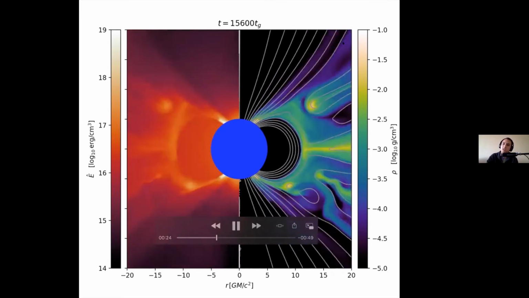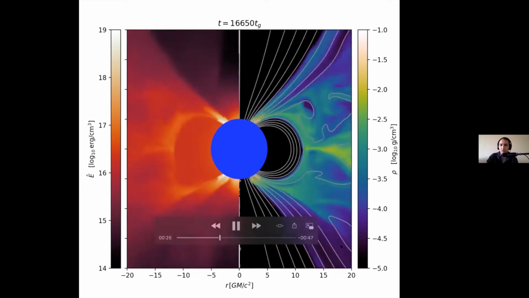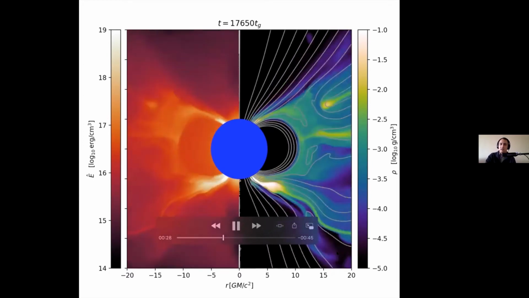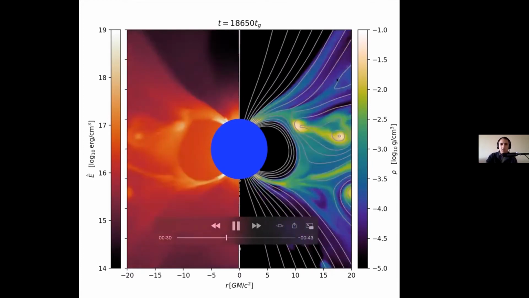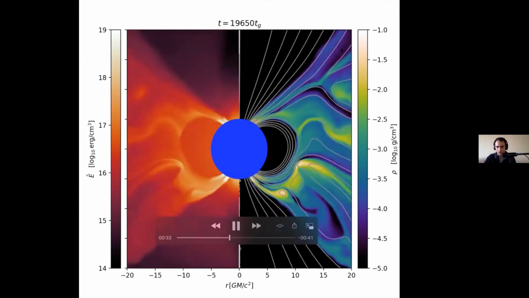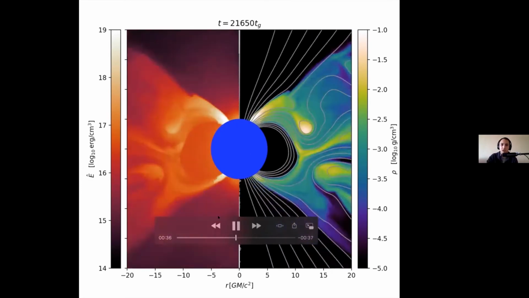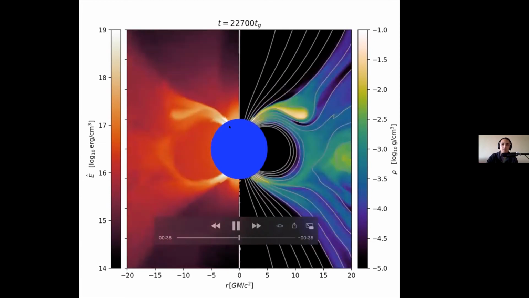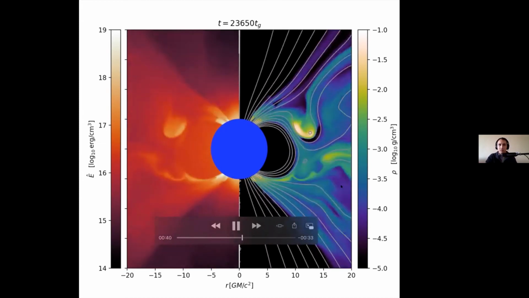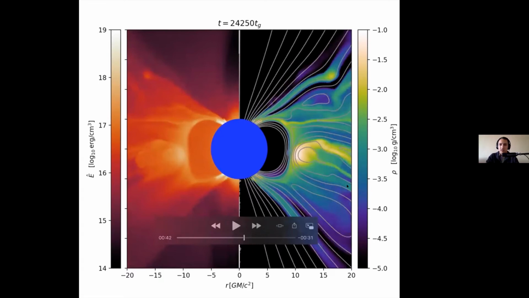You can also see that there's some outflows. This is a mix of radiation and magnetically driven outflows. And it just continues on like this quite smoothly. You can see all of the radiation streaming along the poles. Okay, so I'm going to stop here, return to the slides.